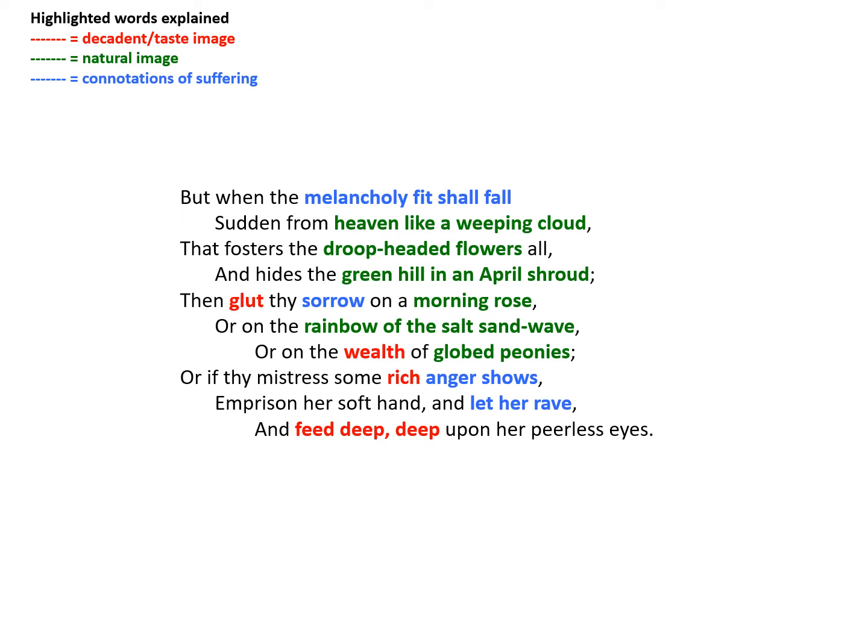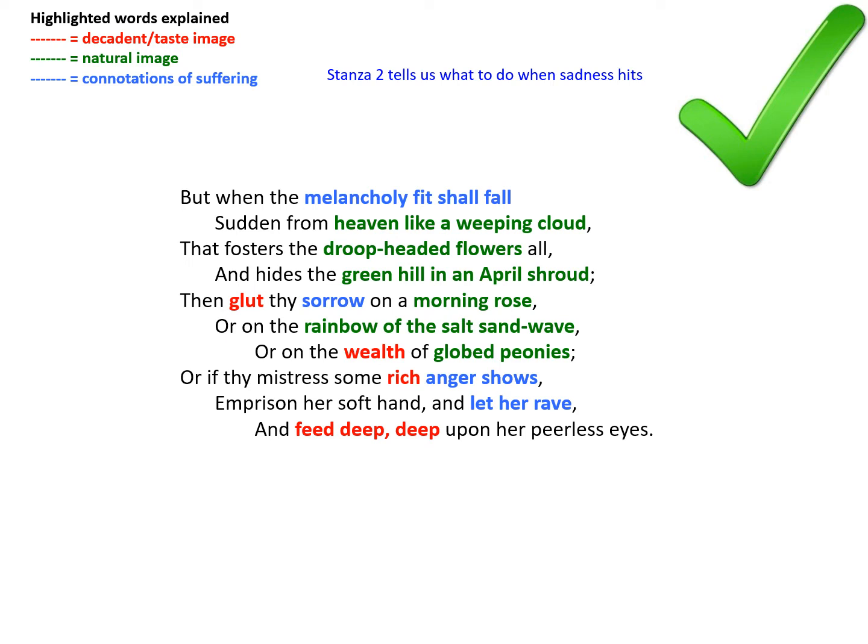Stanza 2 gives us practical advice now of what we should do when sadness hits, or more poetic from Keats, when the melancholy fit shall fall. We're bombarded even with a sensory explosion of literary devices that in particular force us to see taste. And the devouring of experience seems to be the dominant imagery across this stanza. I want to draw your attention to the second line of stanza 2, to the simile, heaven like a weeping cloud.